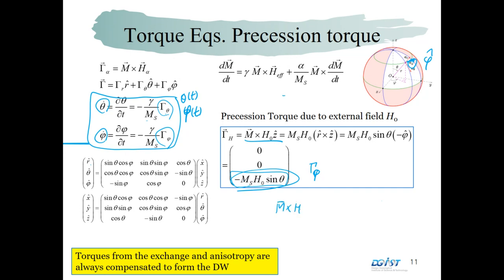If we have M cross H, we have MS H0 sine theta, because the angle between MS and H0 is theta. And then the direction is perpendicular to both of these directions. So now we have the field direction here, magnetic moment here, and they make some plane, and this vector must be perpendicular to this plane. That's nothing else but the phi.